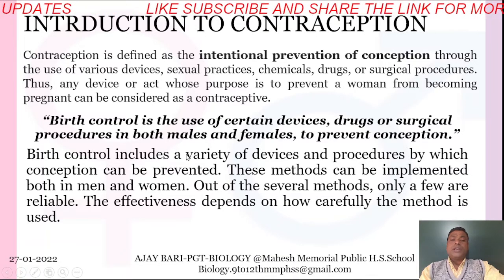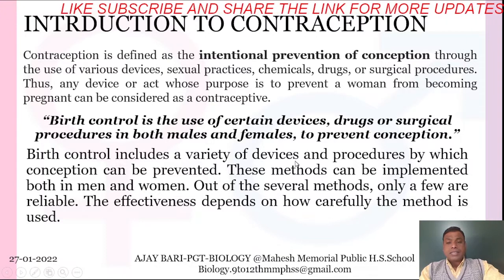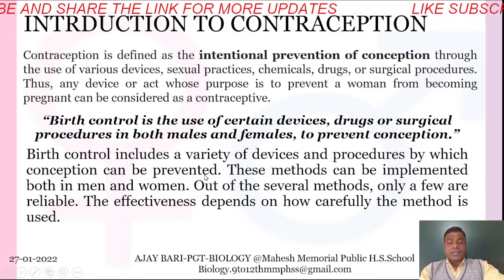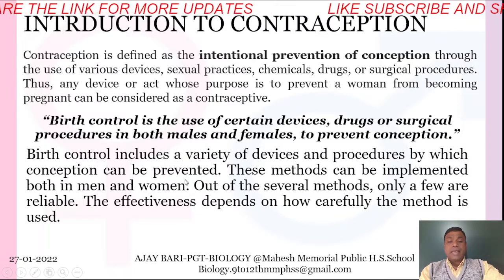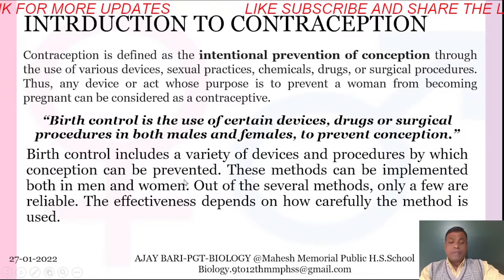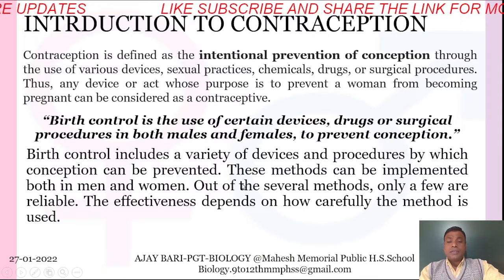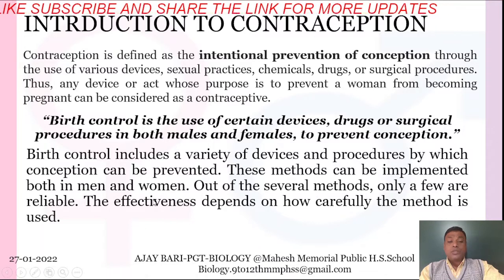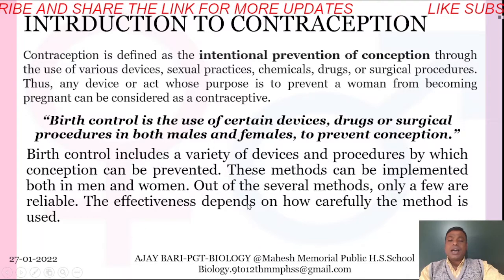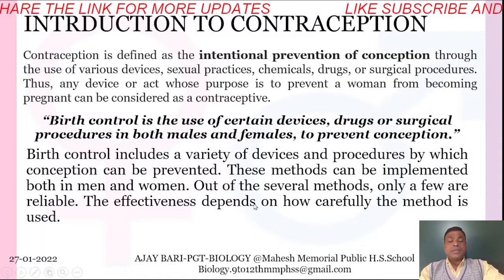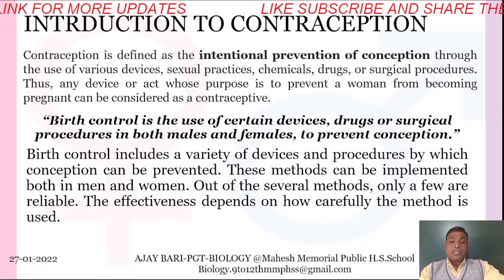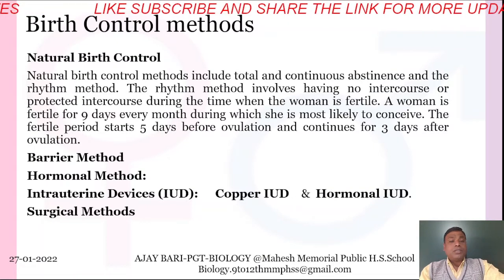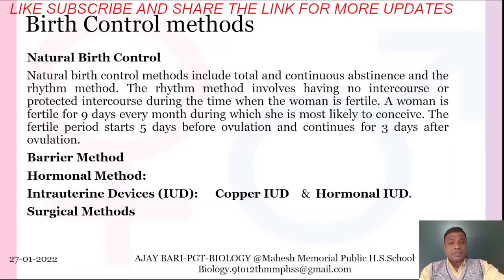Birth control includes a variety of devices and procedures by which conception can be prevented. These methods can be implemented in both men and women. Out of the several methods, only a few are reliable, and the effectiveness also depends on how carefully the method is being used. So it depends on the method, and now we will talk about some of the birth control mechanisms.